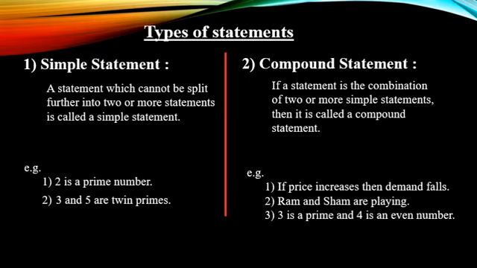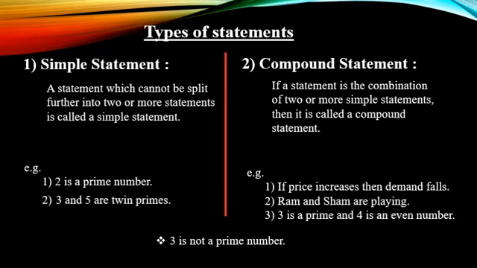Similarly, in third example, there are two simple statements. First one, 3 is prime, and second one, 4 is an even number. And these two simple statements are connected by logical connective and. That means 3 is prime and 4 is an even number is a compound statement.